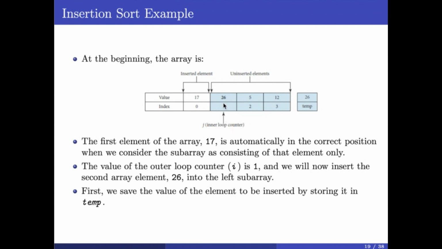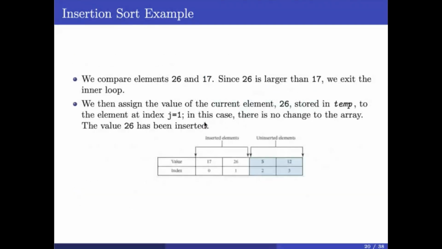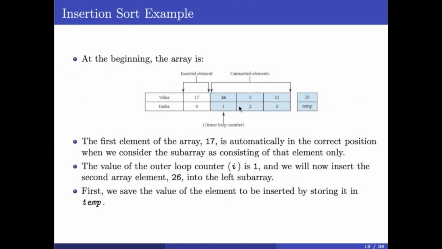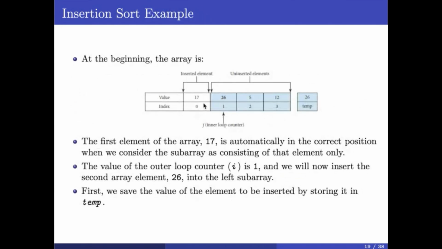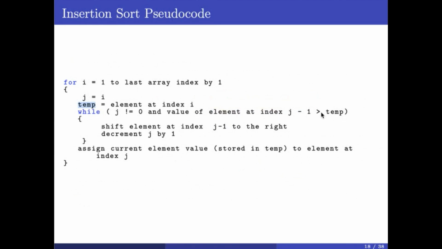Then the loop of j is pointing to this location, j equal to 1. What you need to do here is take whatever is stored at j and keep a copy of the value 26 somewhere. That's what you did here, so we have a temp of 26. Then we compare 26 with 17. The element at j minus 1, in this case, is 17. Is 17 greater than 26?